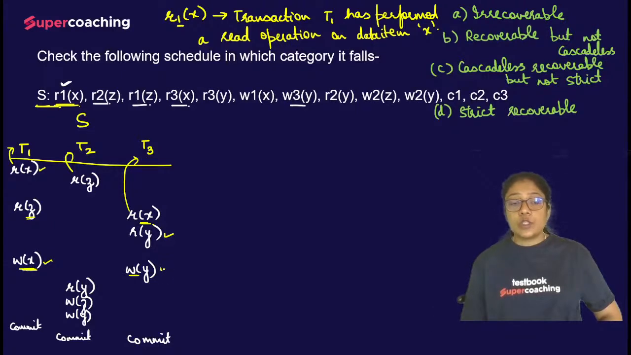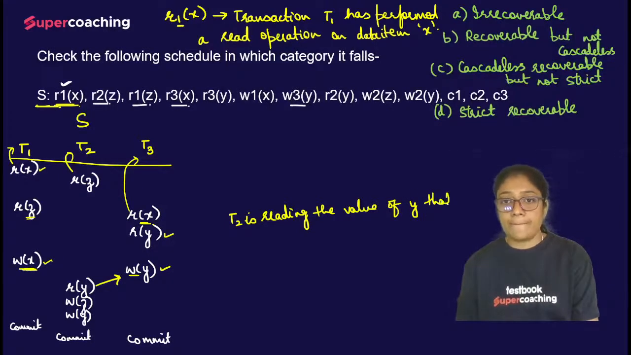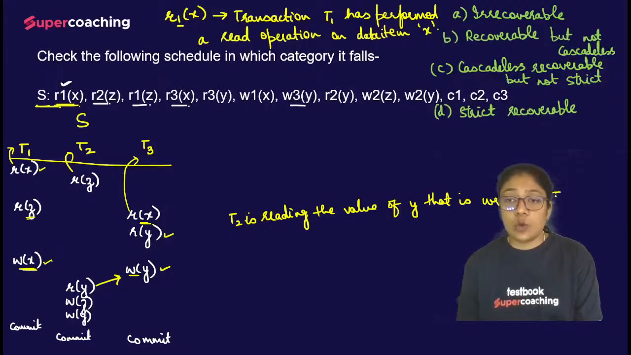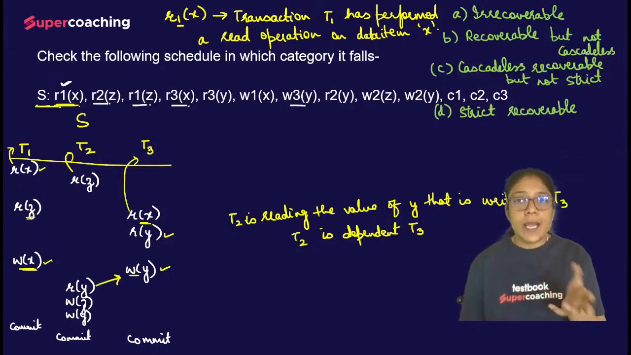It is performing the write operation on data item Y. Is there any transaction? सिर्फ T2 में operations perform हो रहे हैं. This is dependent on T3. T2 is reading the value of Y that is written by T3. तो इसका मतलब क्या है? T2 is dependent on T3. अब सबसे पहले तो ये देखो कि schedule recoverable है भी या नहीं.